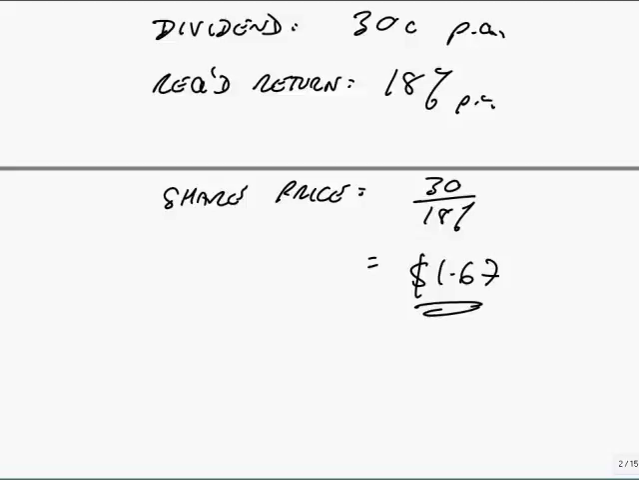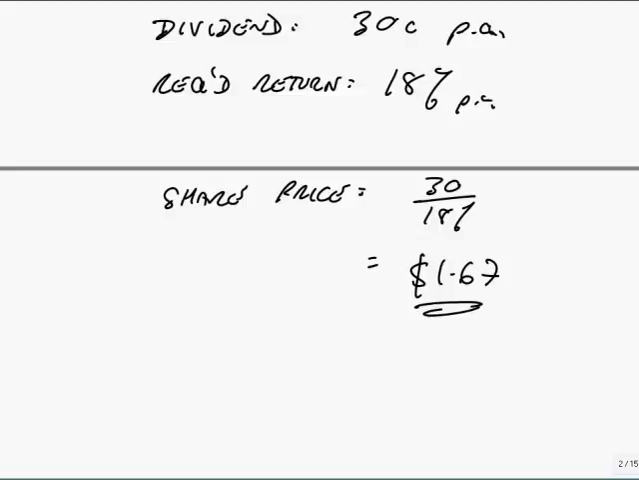In theory, the share price depends on the dividends you're expecting and the rate of return you require. And as I said, we'll talk later about why you might want 18%, why you might want 15% or whatever. But if I tell you it's 30 cents a year and it's 18% return, in theory, that is the share price. Okay?